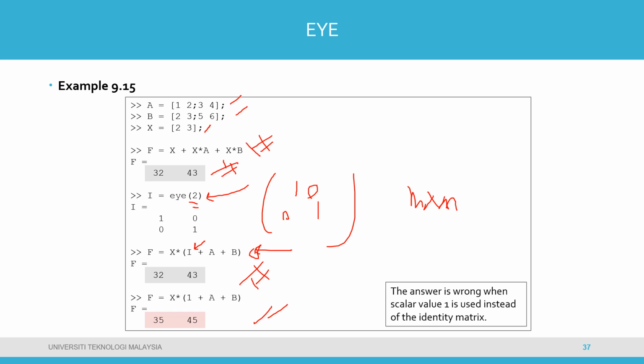And also make sure you don't use 1. 1 is not the same. You can see here the answer is not the same. Don't use 1, use the identity matrix when it comes to matrix multiplication.